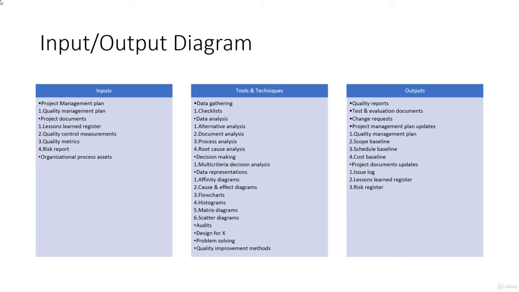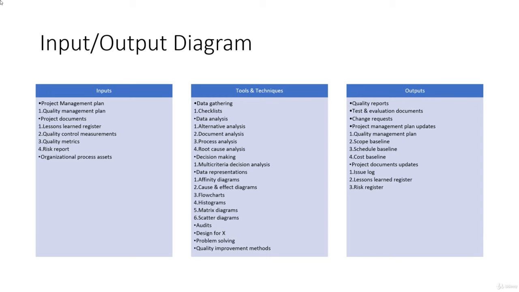Then we have flowchart, histogram, matrix diagrams, scatter diagrams. These are again meant for visual representation of the data. Usually when we are dealing with certain variables, these are used for histogram and scatter diagrams. Matrix diagrams are basically used when we are trying to find out the relationship between factors and causes and objectives.